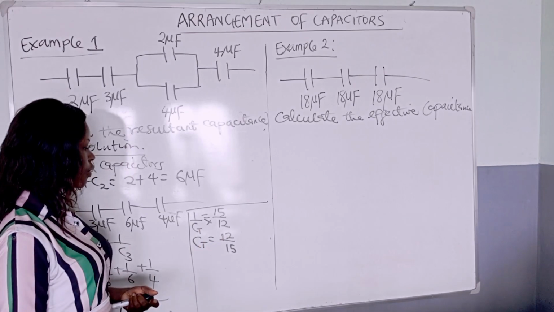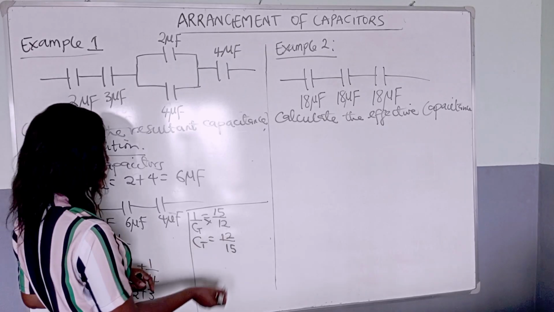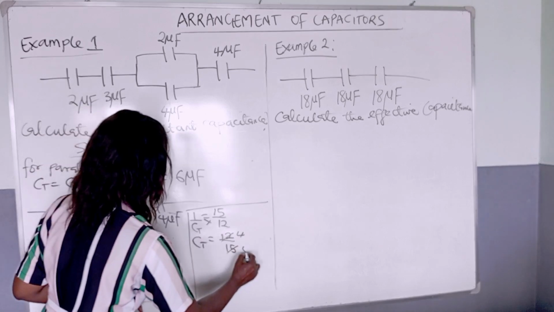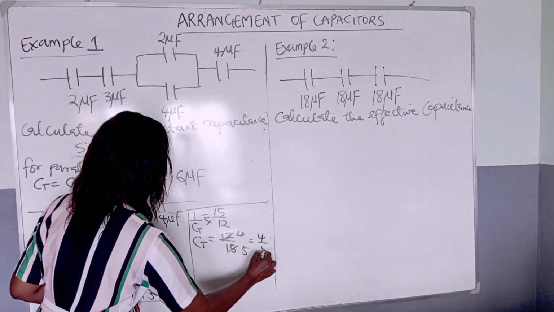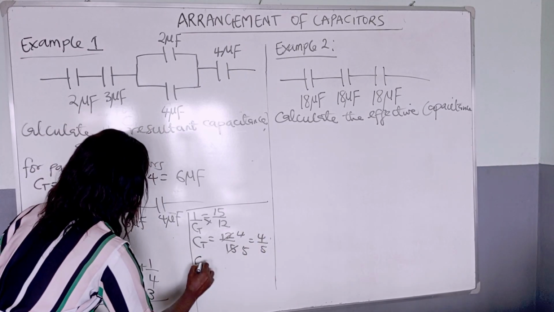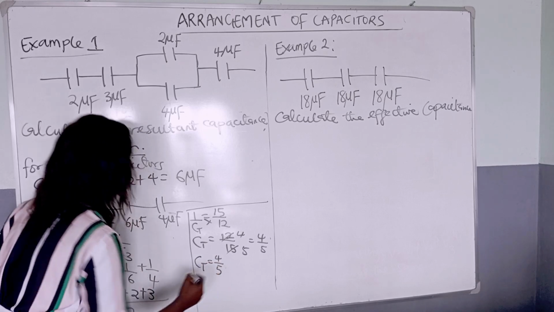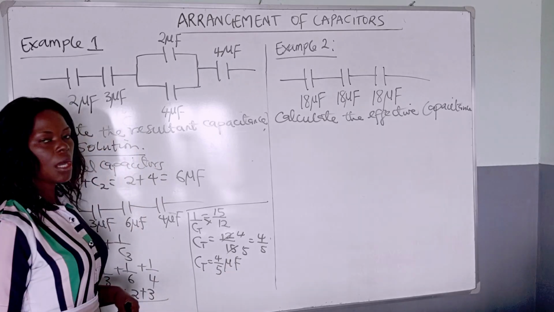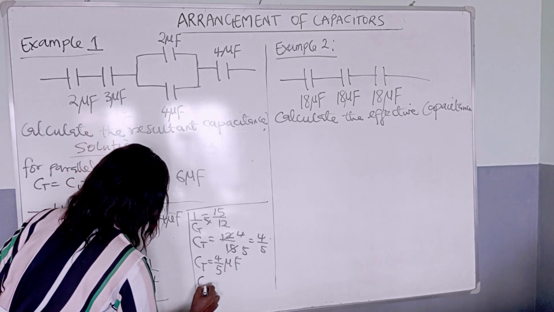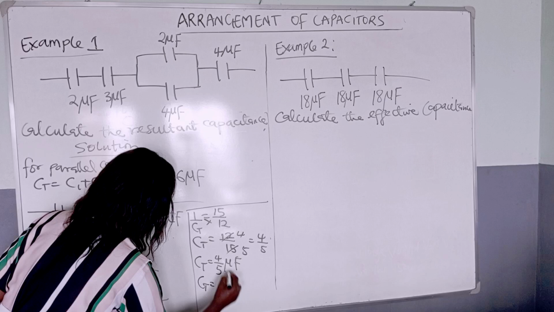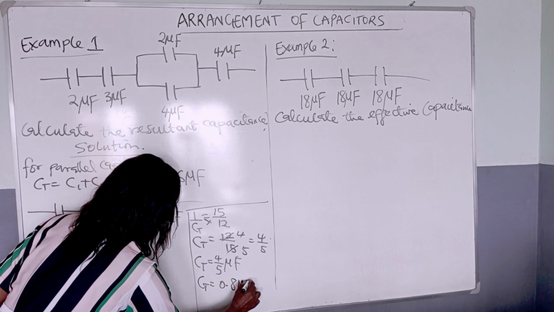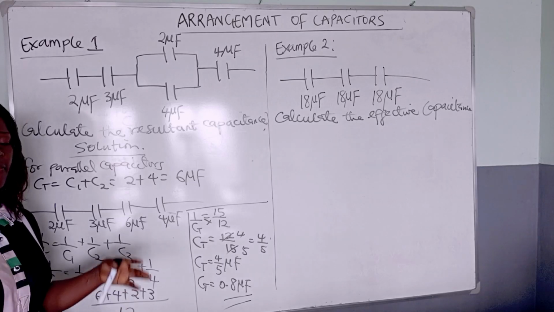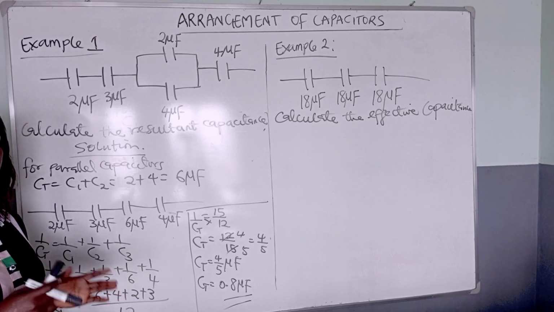But because I can reduce it to the lowest term by checking what can go. 12, what can go? 3 can go. 3 into this is going to give me what? 4. 3 into this is going to give me what? 5. So this is 4 over 5. So my Ct is equal to 4 over 5 microfarad, or I'll make it decimal. So this is Ct is equal to 0.8 microfarad.